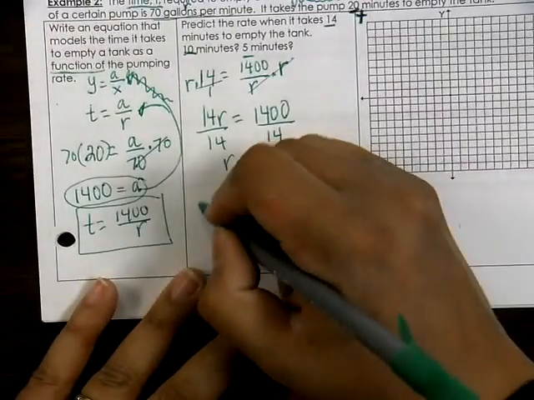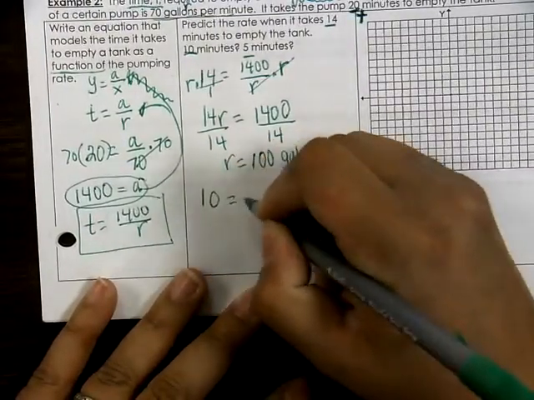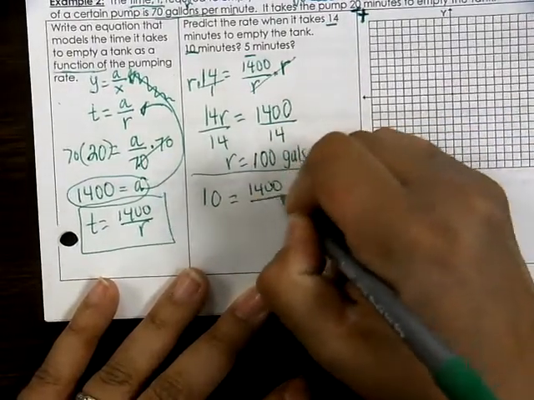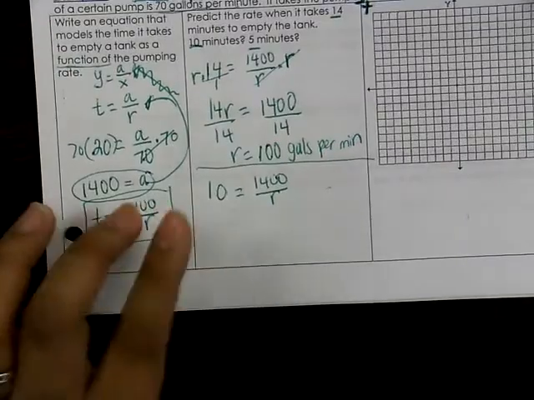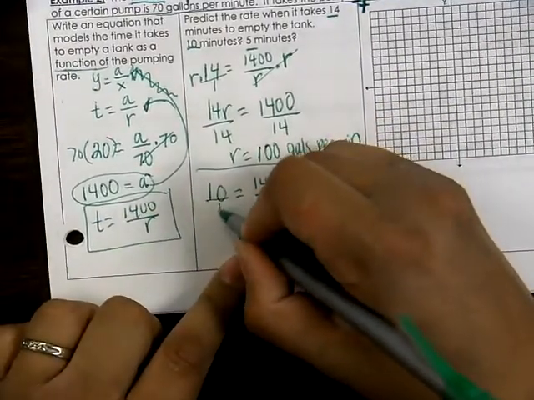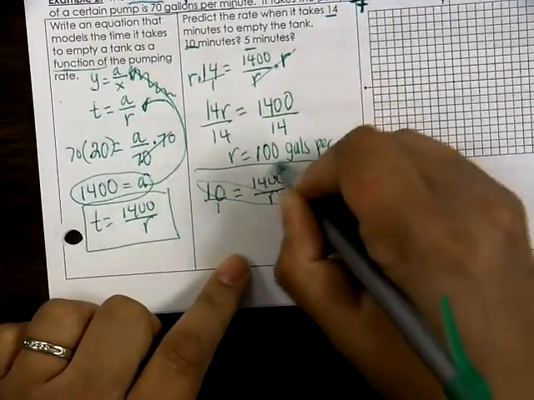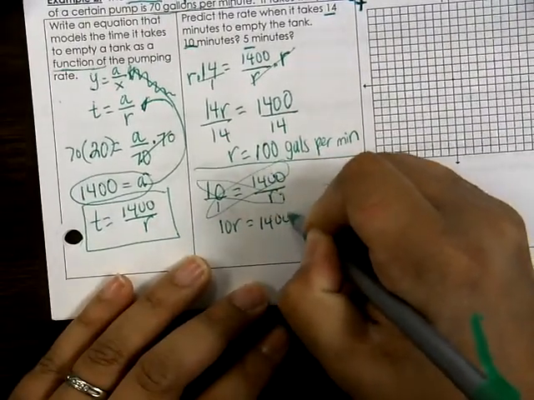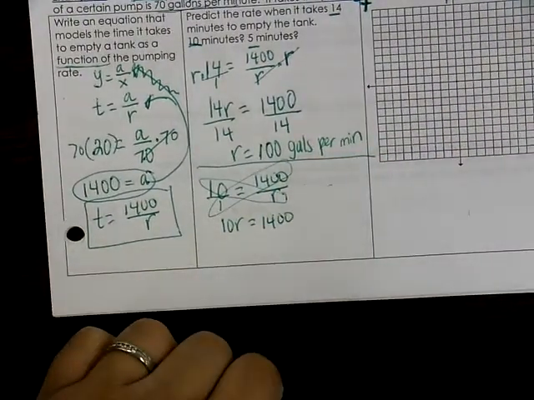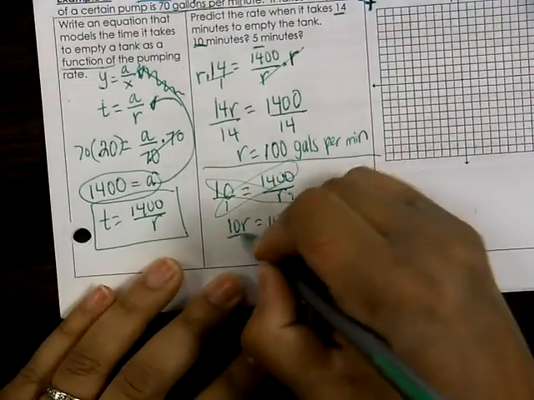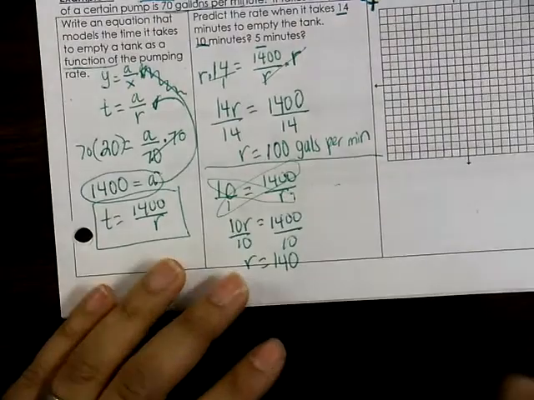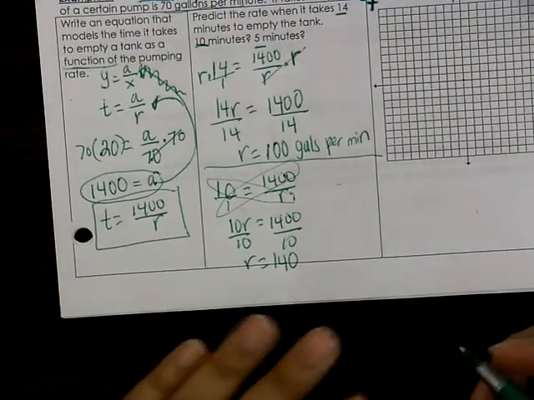All right, same idea with the next one. 10 equals 1,400 over R. If I wanted to this time cross multiply, let me show you how that would work. So you would do 10R is equal to 1400 times 1, or just 1400, divide by 10, and you'd find out R is 140. Again, gallons per minute.